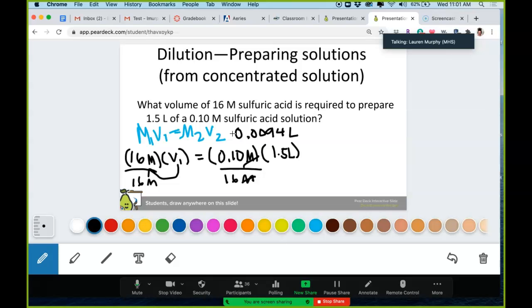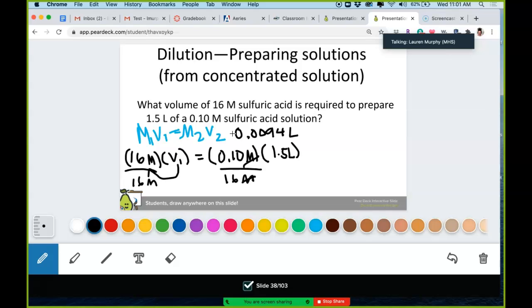Okay, here's the problem. If I say to describe how you would prepare this, if I handed you a bottle, so I'm going to draw this real quick. Are we good with the math? I'm going to delete it so I can have some room.